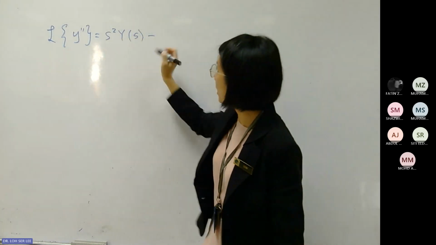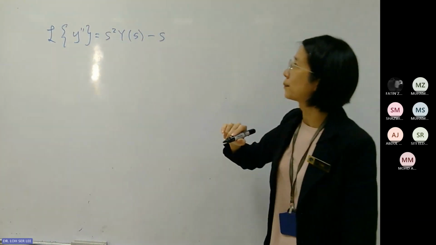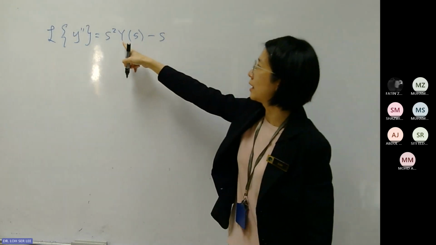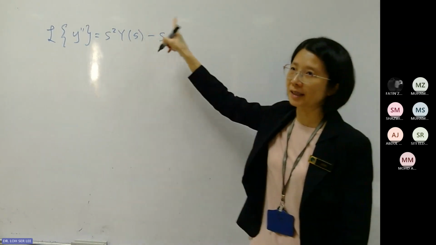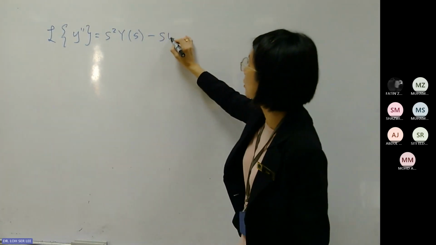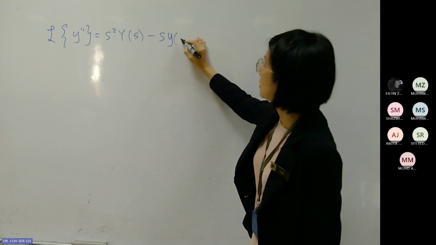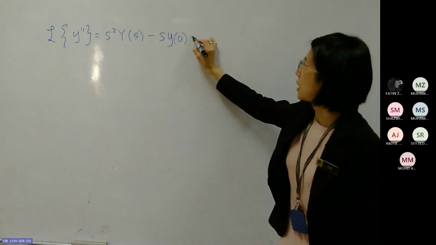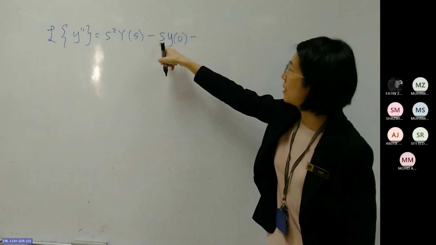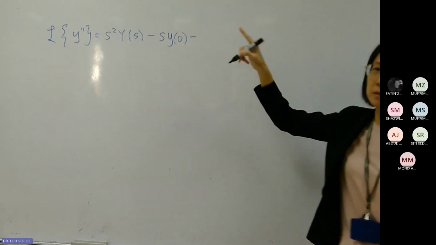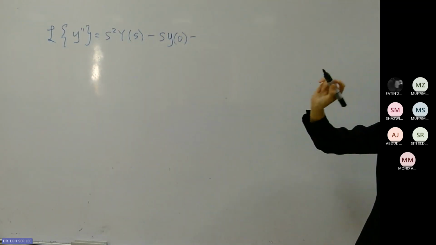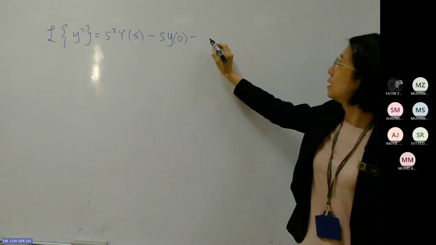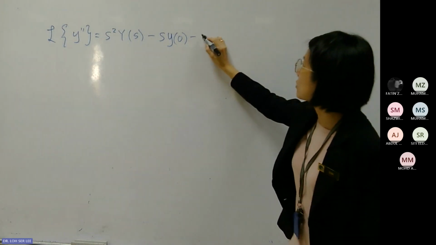Minus s squared. Next one will be s power of 1, and the first is in capital. Starting from the second one, it will be lowercase y in 0. Minus, s power of 1. Next one will be s power of 0, which is 1, so normally we won't write s power of 0. And next will be y prime.